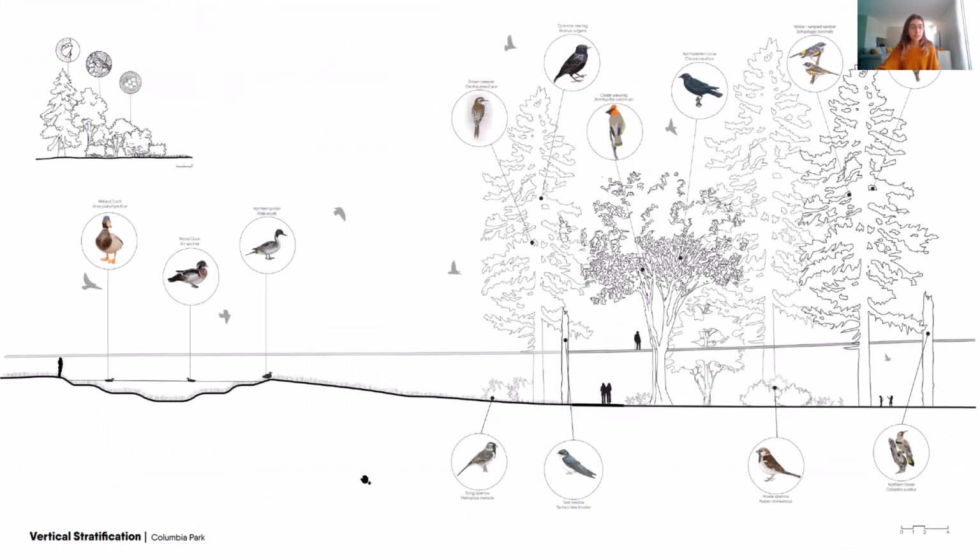The elevated pathway integrates a multi-level experience of nesting and feeding spots for birds commonly found in this area. While the water is home to bird species such as the wood duck and the northern pintail, the shrubs are chosen for the song sparrow and the house sparrow, and the trees for the yellow warbler and cedar waxwing.